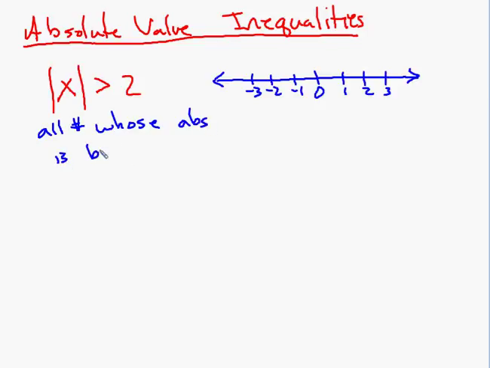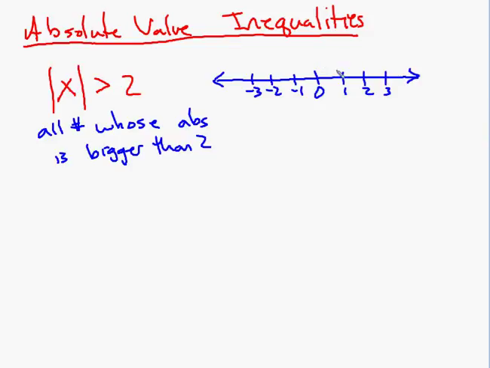is bigger than 2. That's what I'm saying there. I want all the numbers whose absolute value is bigger than 2. All right, so let's use the number line. Is the absolute value of 0 bigger than 2? Yes or no?